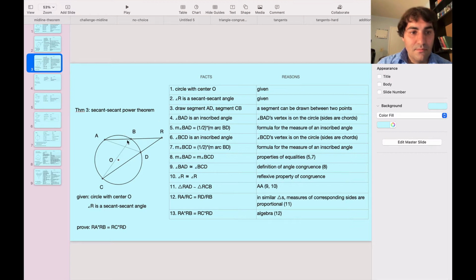Angle BAD is an inscribed angle, right? This angle's vertex at point A is on the circle, and its sides are chords. BA is a chord, and AD is a chord, right? The measure of angle BAD equals 1/2 times the measure of arc BD. Angle BCD is also an inscribed angle. Its vertex at point C is on the circle, and BC and DC are chords, right? Because they're segments joining two distinct points on the circle. And then we can use the same formula.